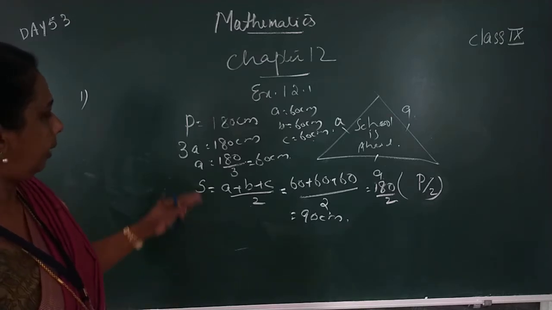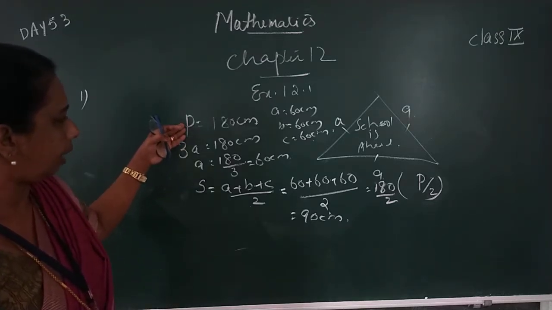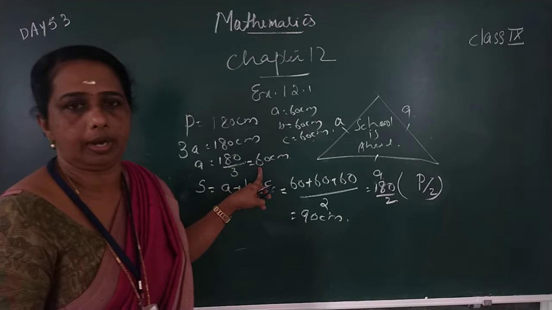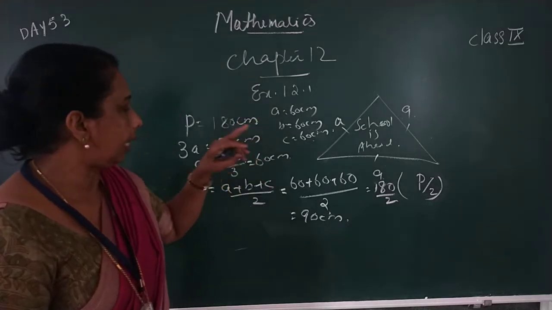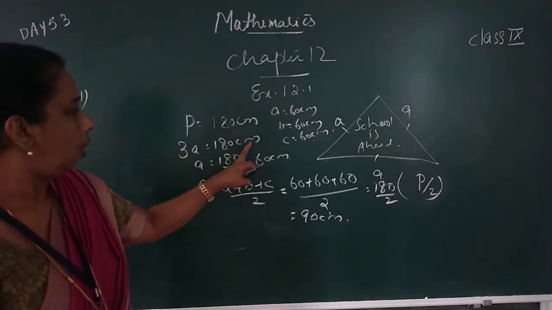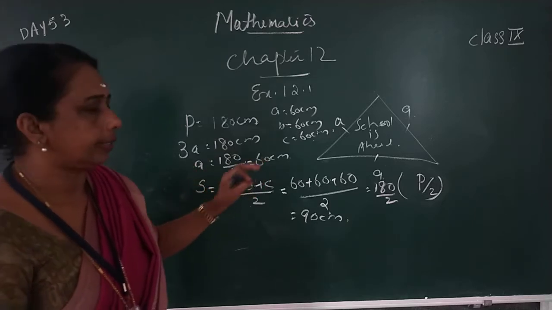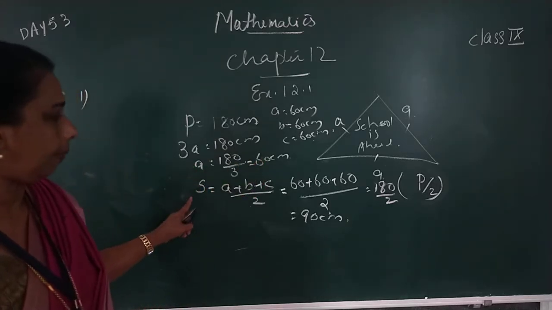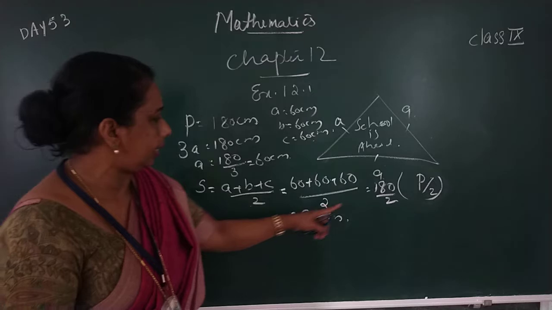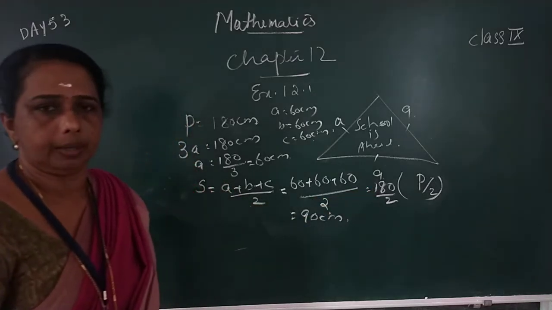So, the perimeter is given. From that perimeter, we have to find out the side of an equilateral triangle. Three sides are equal. Therefore, 3A is equal to 180. Therefore, one side is equal to 60 centimeter. Then we want the semi-perimeter. S is equal to 180 by 2. That is equal to 90 centimeter.